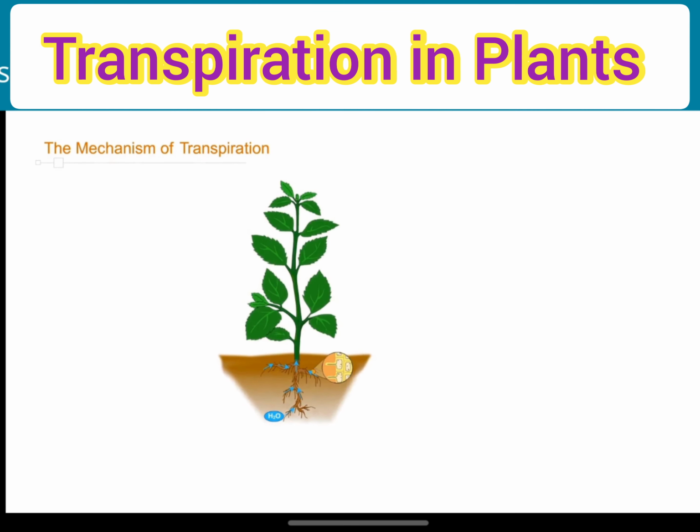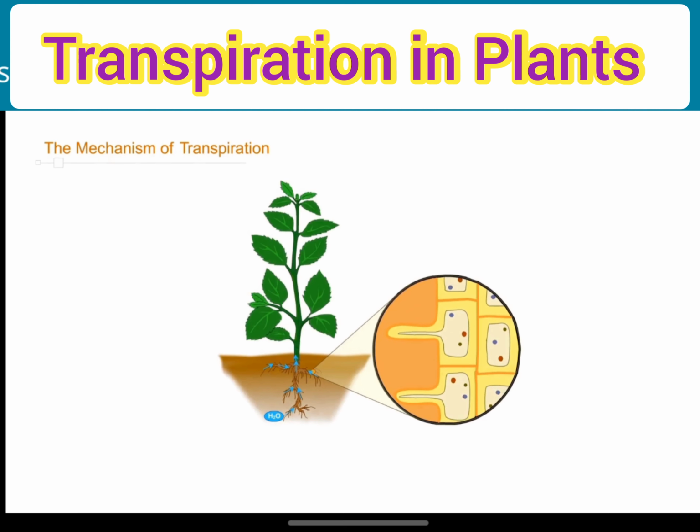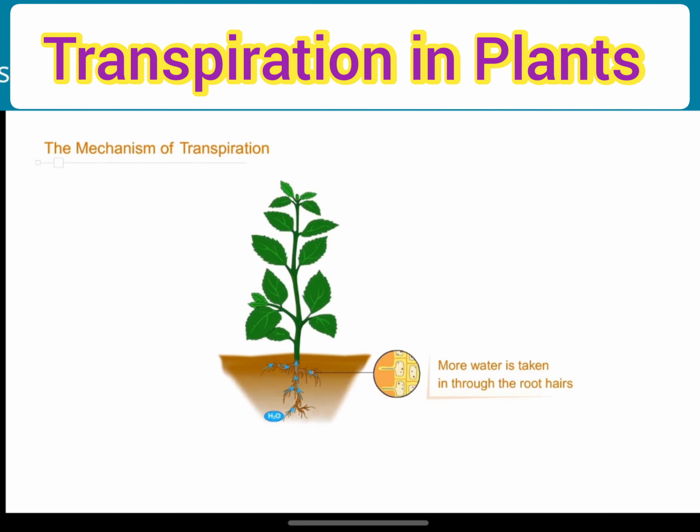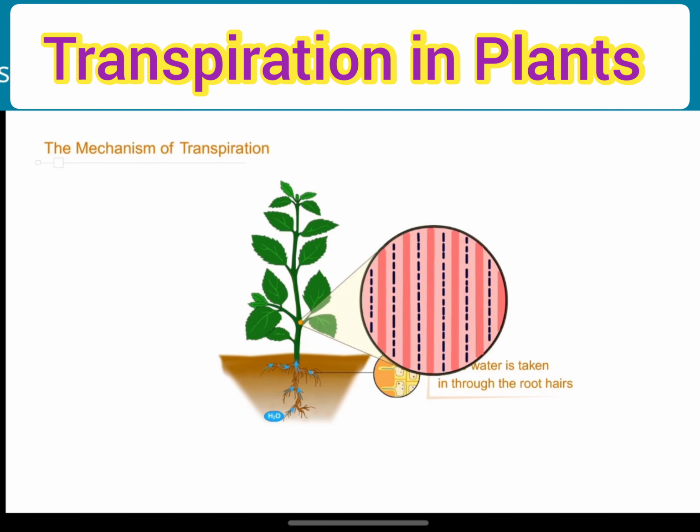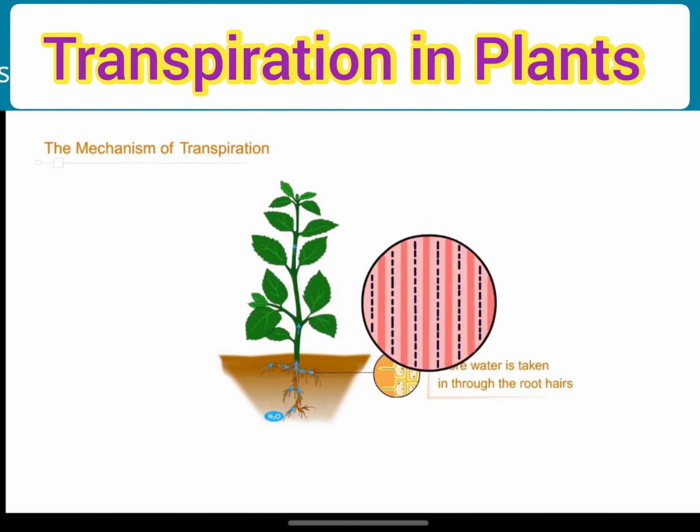Water is absorbed by the root of a plant. The tiny root hairs help in absorption. The water is then conducted to the upper parts of the plant through the xylem. The xylem cells have thick walls and can be compared to the pipes carrying water from the underground tank to all parts of the house.